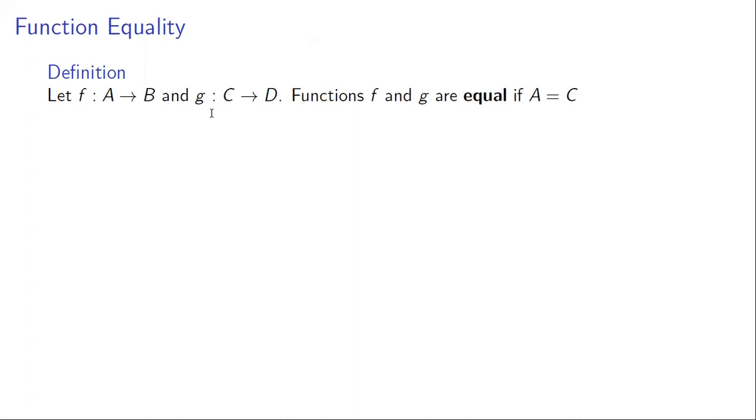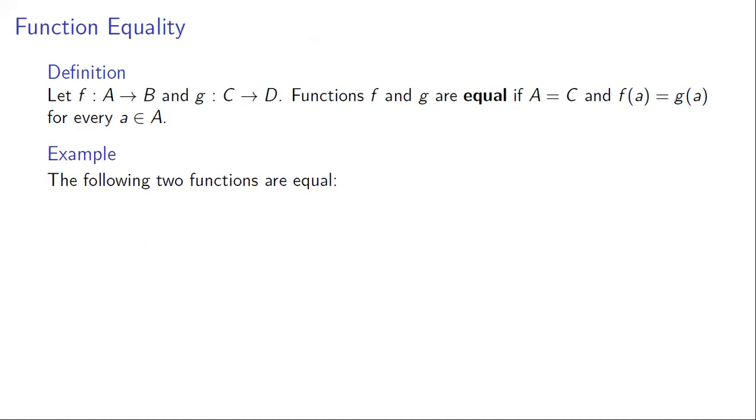Meaning we need to make sure that these two functions, F and G, have the same domain. Now, they don't necessarily have to have the same codomain. So it's not necessary that B is equal to D. It's fine if they have different codomains, but they must have the same domain. So A must be equal to C. And in addition, F of a must equal G of a for every element a of set A. Meaning for all possible inputs to the functions, the outputs have to be the same. F of a must always equal G of a.